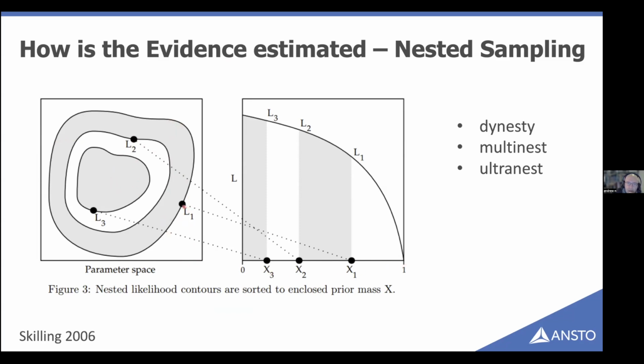So you can imagine down here this L1 position will encompass more of the prior mass, but it has a lower likelihood. And what this nested sampling does is that it gradually steps through, slowly concentrating in on a prior mass to estimate the volume of the likelihood over that prior mass to give us the evidence.